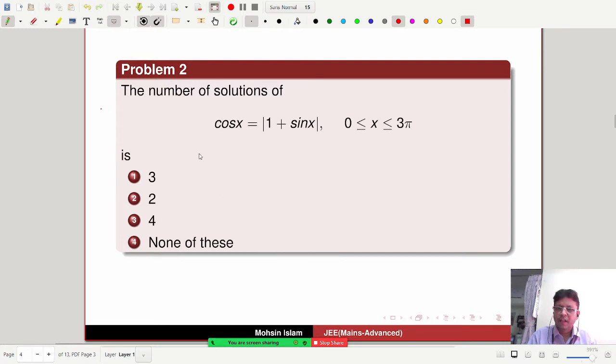You have another problem. The number of solutions of cos x equal to mod of 1 plus sin x, in the interval 0 less than or equal to x less than or equal to 3 pi. So I will go for graphing. I will not recommend the calculation, but you can do that by taking the modulus: 1 plus sin x greater than 0. Look at that, 1 plus sin x is always greater than or equal to 0, because the minimum value of sin x is minus 1, so you cannot have a negative on the right.